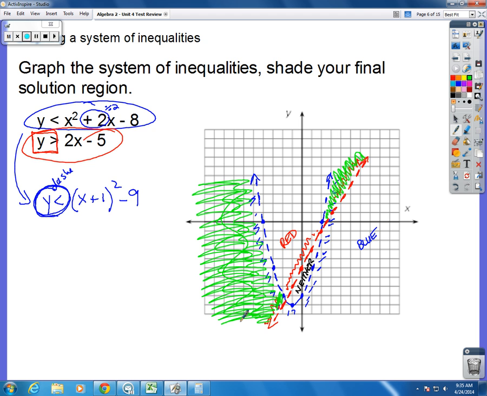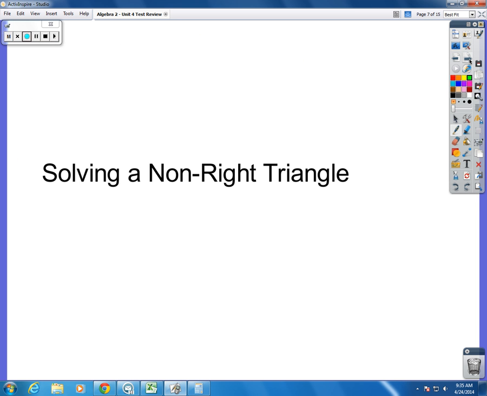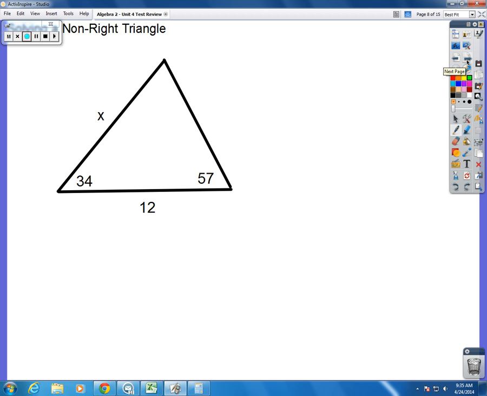All right, okay. Next, we have solving a non-right triangle. This is a throwback here from geometry. So I'm given this triangle, there's no right angles. Anytime there's no right angles, we're automatically thinking law of sines or law of cosines. Okay, if you don't remember what those are, you're going to have to look them up. Make sure you have them on your study sheets.